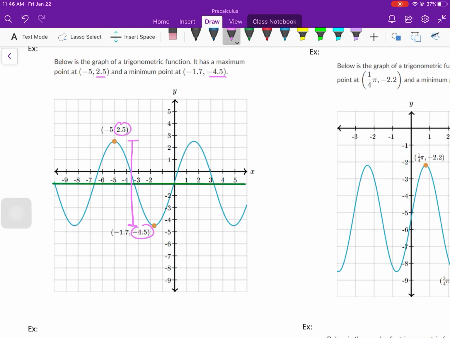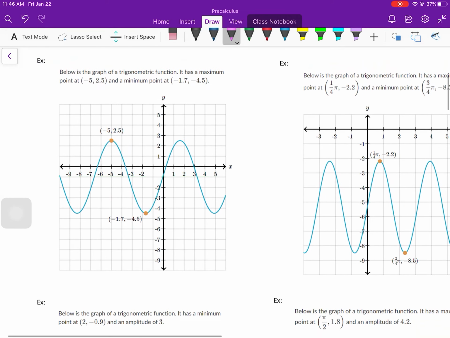So we're going to average those two. So 2.5 plus negative 4.5, divided by 2. In case you don't know how to find an average, it's pretty simple. You just add the numbers and divide by how many numbers we have. Now we're just averaging 2 numbers, so we're just going to divide by 2.